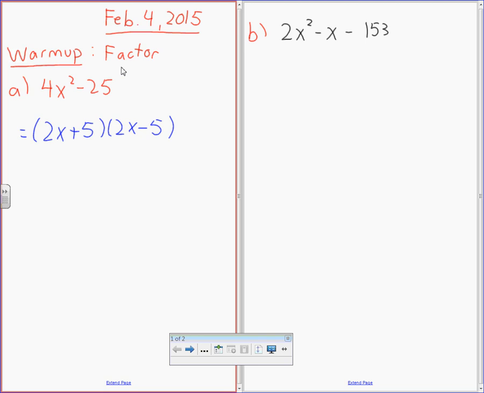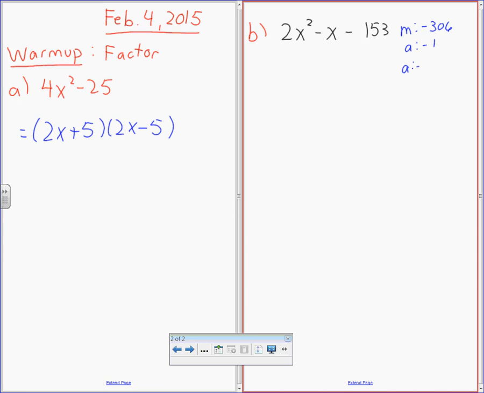Can you catch? What's the M&A for this question, please? Multiply to what? Add to what? 306 and negative 1, and then negative 18. Okay, there's lots of different ways to do this, to get those two numbers.